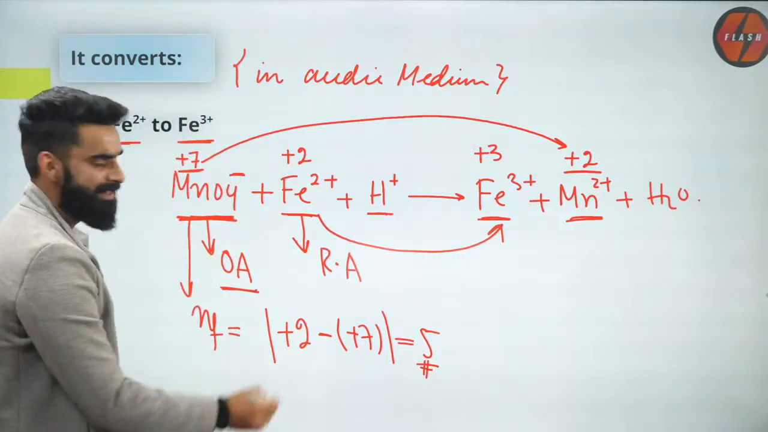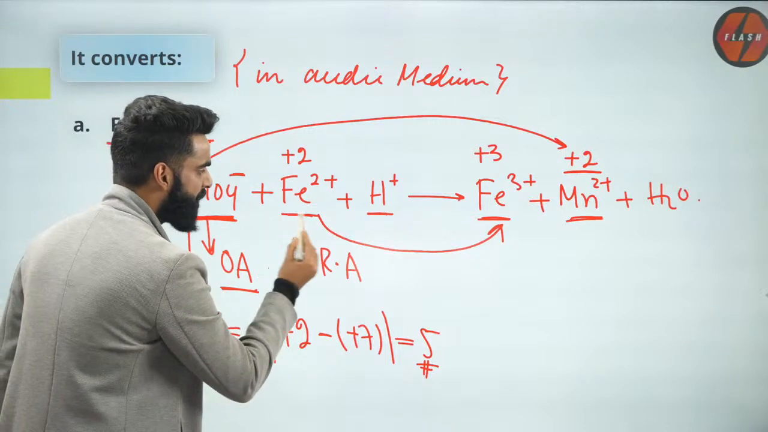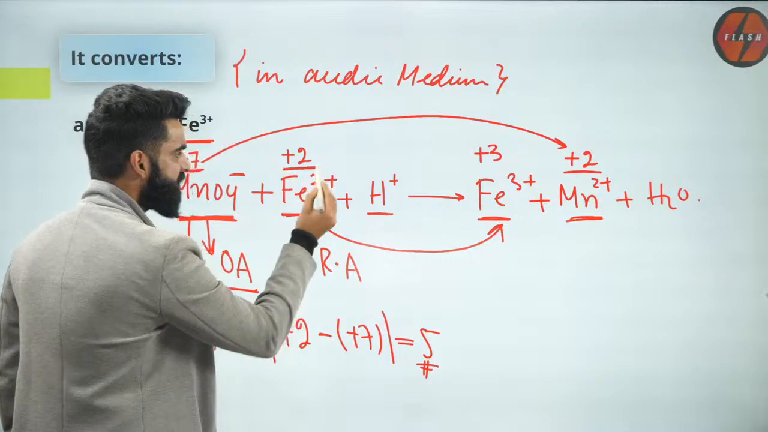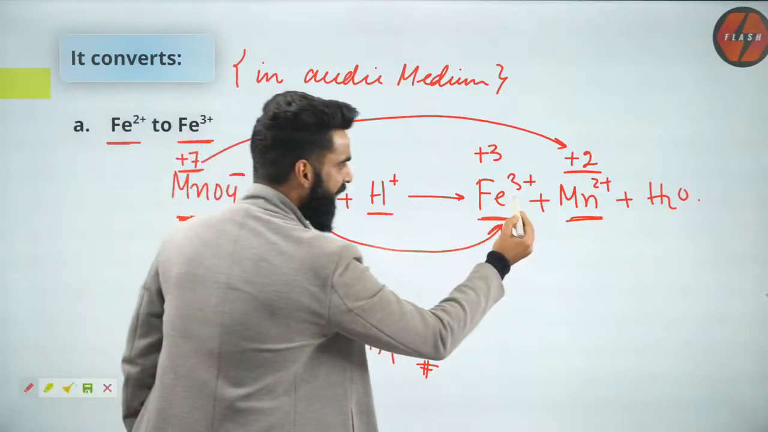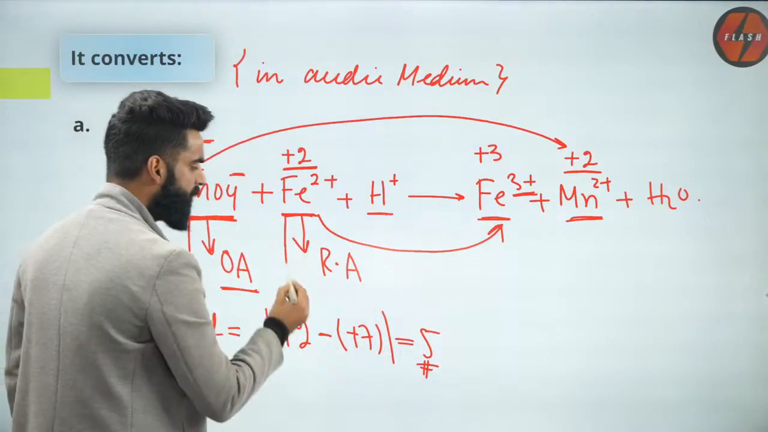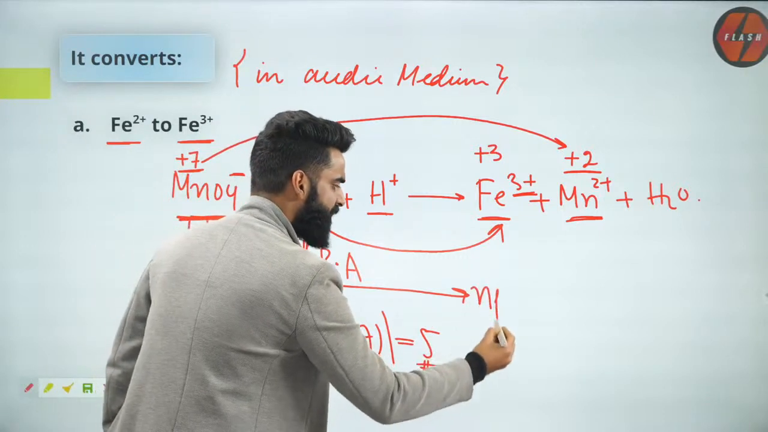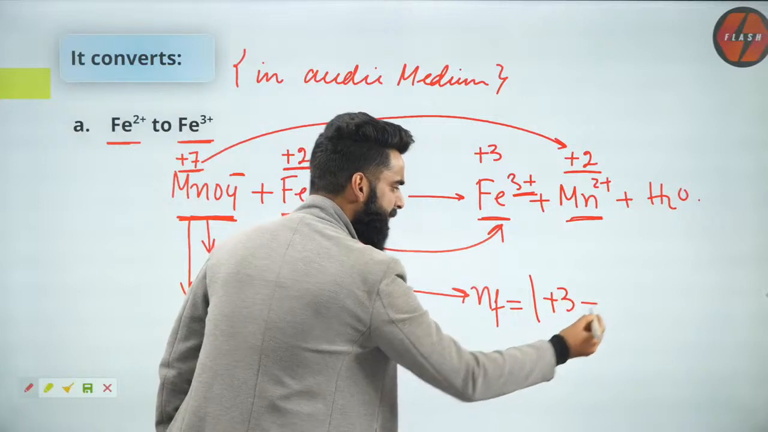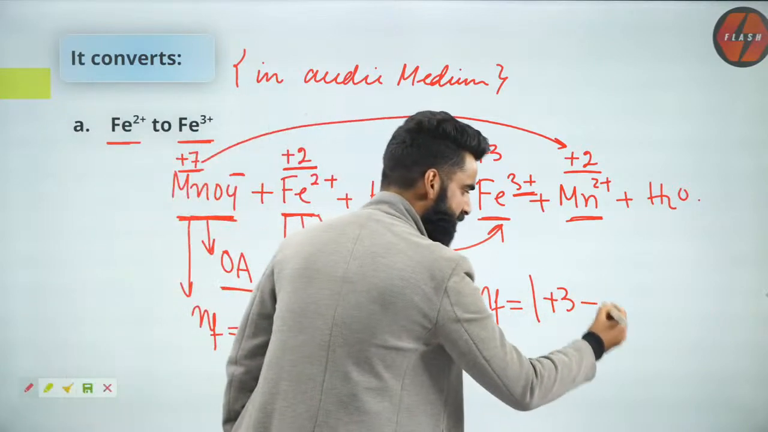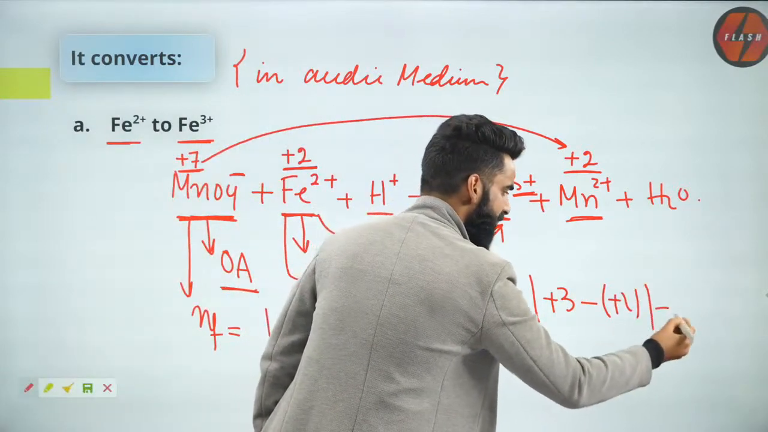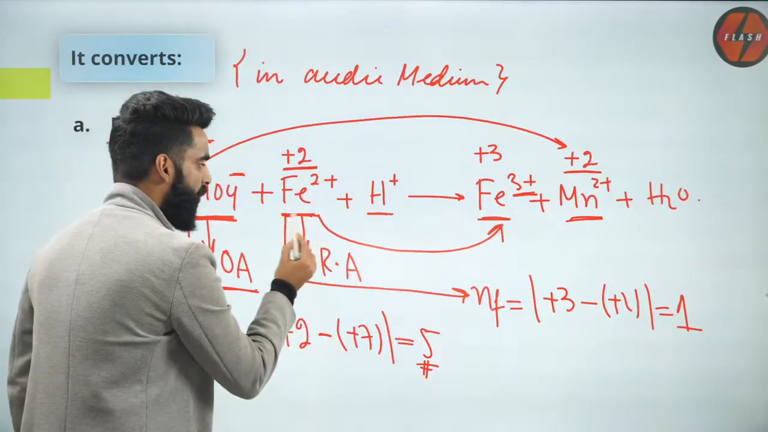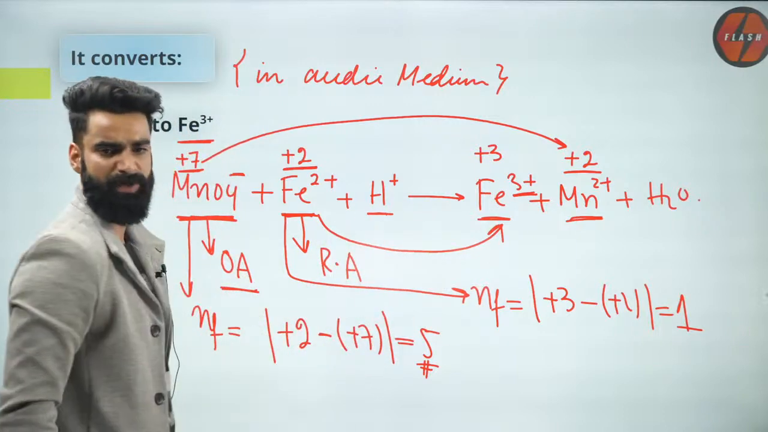Similarly, can I calculate the N factor of iron in this reaction? This is the initial oxidation state of iron, and this is the final oxidation state of iron. So what should its N factor be? N factor is equal to the final oxidation state of iron, which is +3, minus the initial oxidation state, which is +2. So the value will come as 1. In this reaction, the N factor of Fe²⁺ is going to be 1.